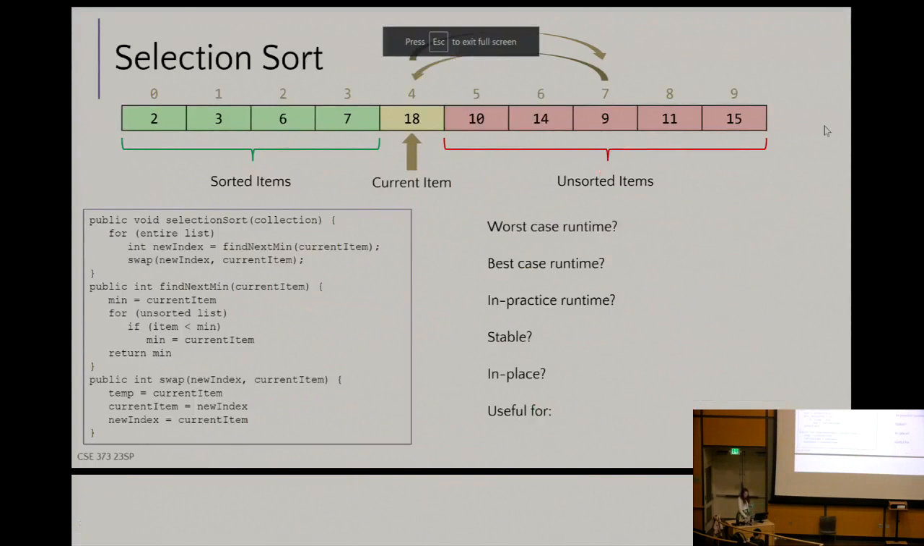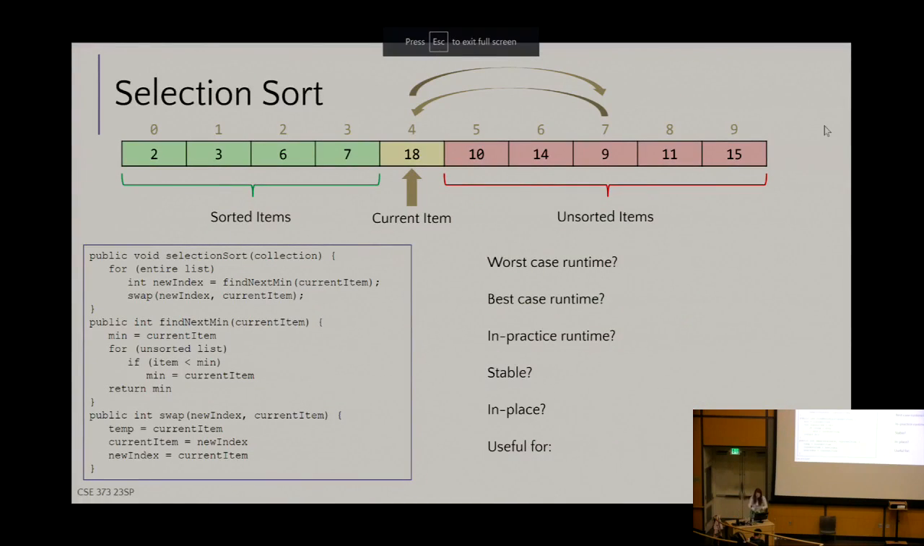Okay. So let's talk about selection sort. Here is some example pseudocode for you if you want to see how it runs. But let me ask this to the group now. What do we think the worst case runtime is? How many times am I going to touch every item in this collection before it ends up in a final sorted order?